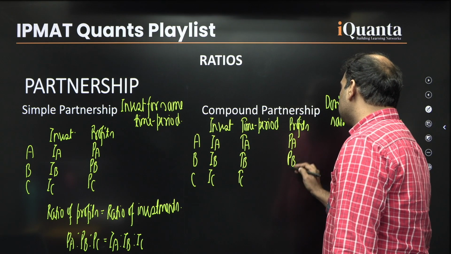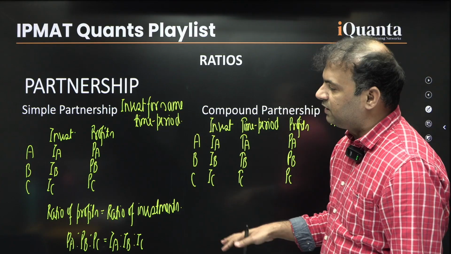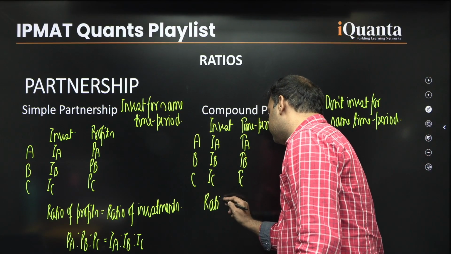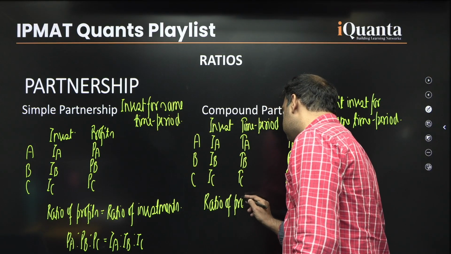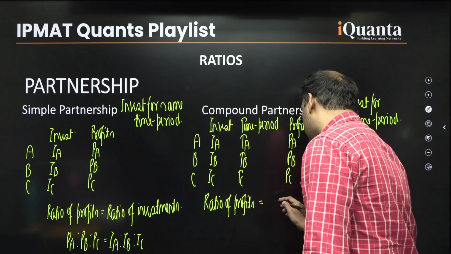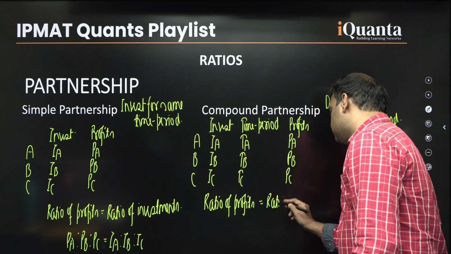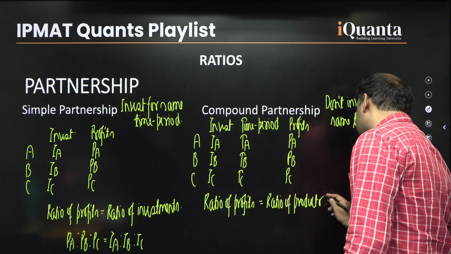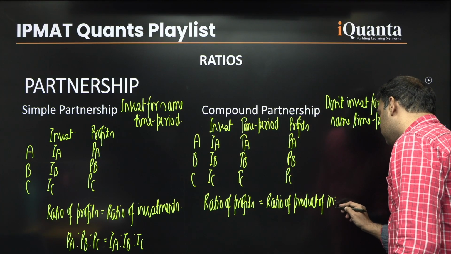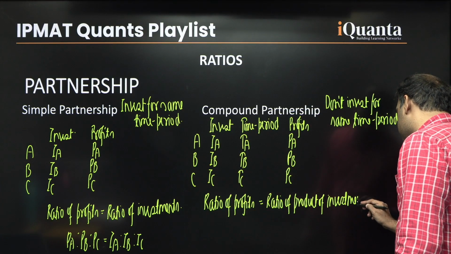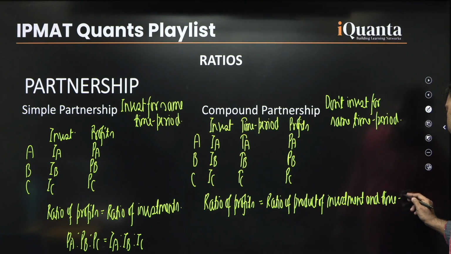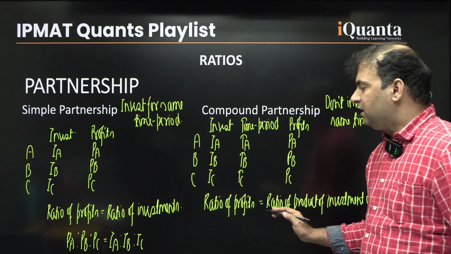Alright guys, now let's understand the concept. What is the concept of this? This time guys, the concept is that the ratio of the profits has to be the ratio of the product of the investment and the time period of the respective partners. Simple. Let me write mathematically, guys.